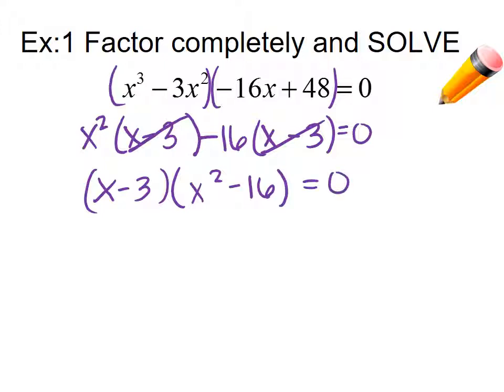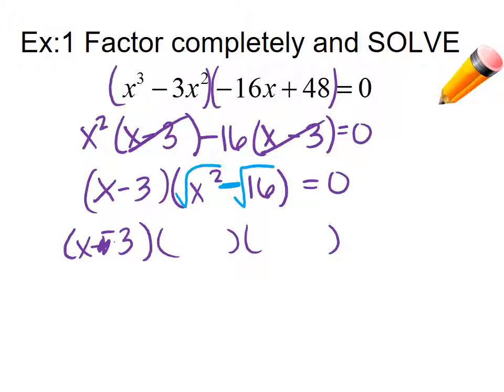So here's what's new. We have to continue factoring. This second parenthesis is difference of squares because I can square root both sides and it has a subtraction sign. So let's bring down our first factor. But now that second factor breaks apart. The square root of x squared is x. The square root of 16 equals 4. And we have a plus or minus when we use difference of squares.